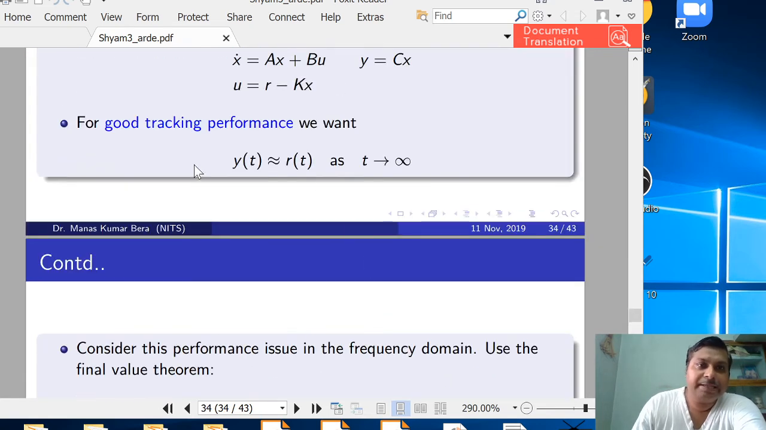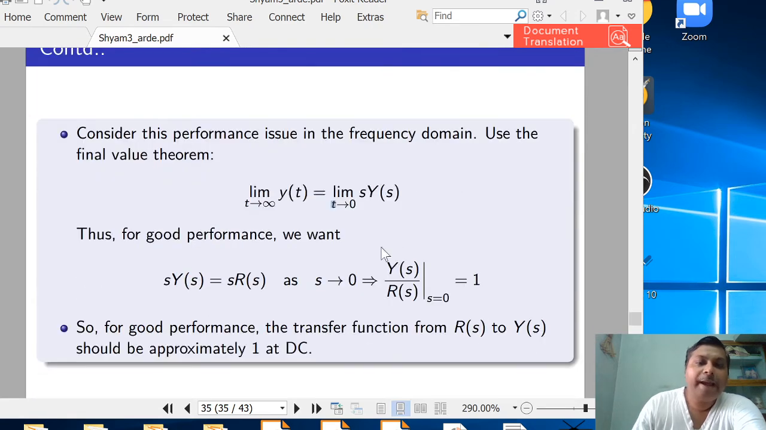Okay, when we say that we are going to design a good tracking performance, we have to show that Y(s)/R(s) at s equal to 0 must be equal to 1. So for good tracking performance, the transfer function from R(s) to Y(s) should be approximately 1 at DC. What is the meaning of DC? There will be no frequency. No frequency means s will be equal to 0.